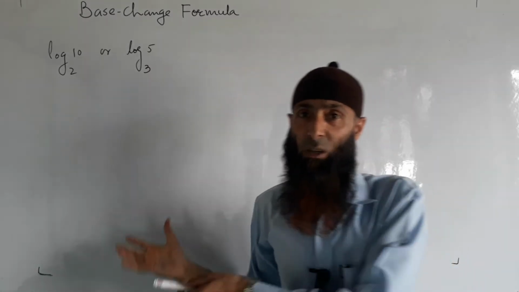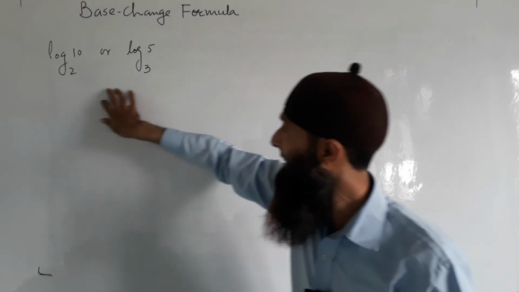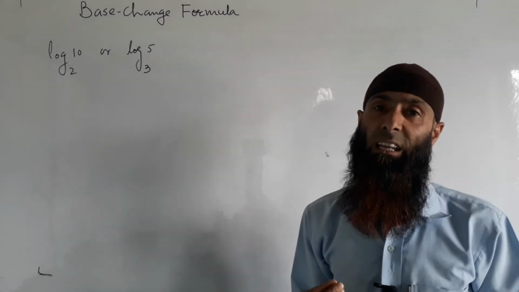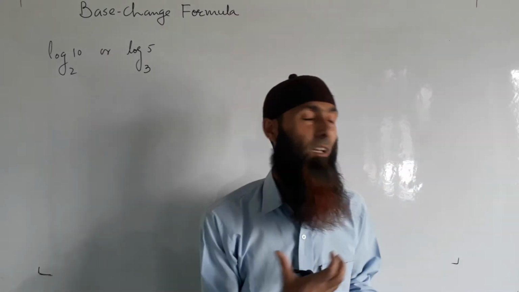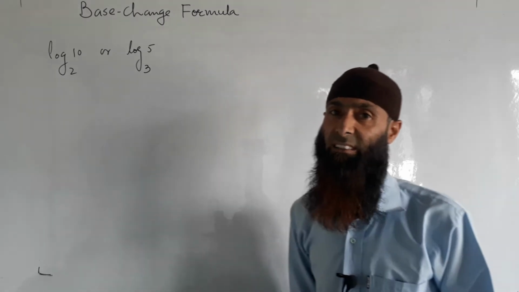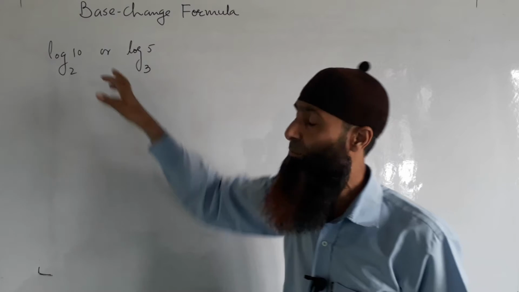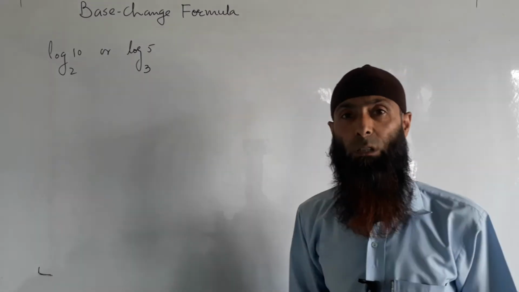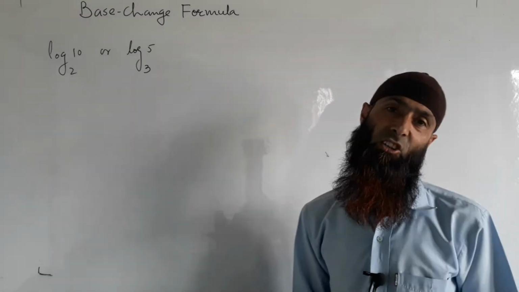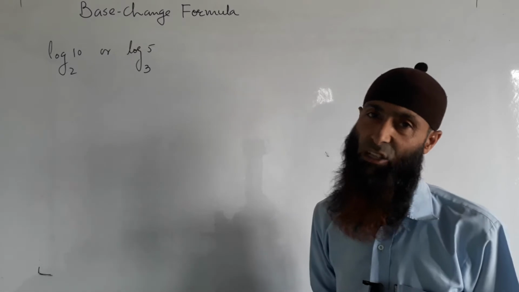Dear guys, we cannot use a calculator to evaluate these logarithms, because in a calculator you have the base 10 or e. That is, a calculator evaluates only those logarithms which have 10 or e as the base. So the problem is how to find the values of these logarithms, log of 10 to the base 2 or log of 5 to the base 3. So dear guys, for this reason we have the base change formula. The base change formula will help us to evaluate such logarithms.